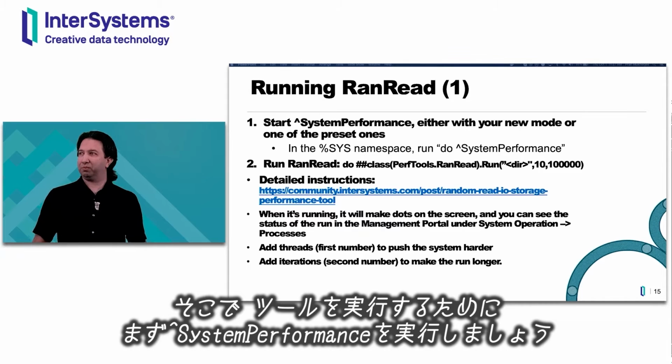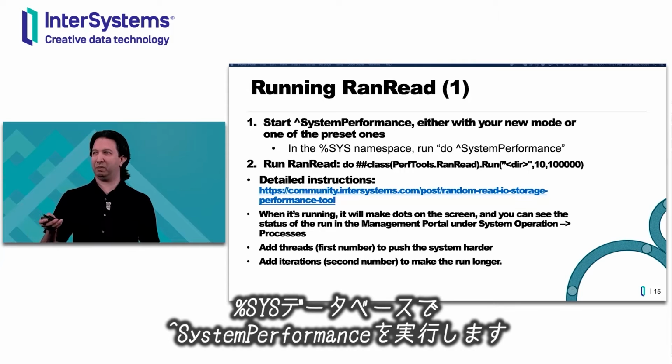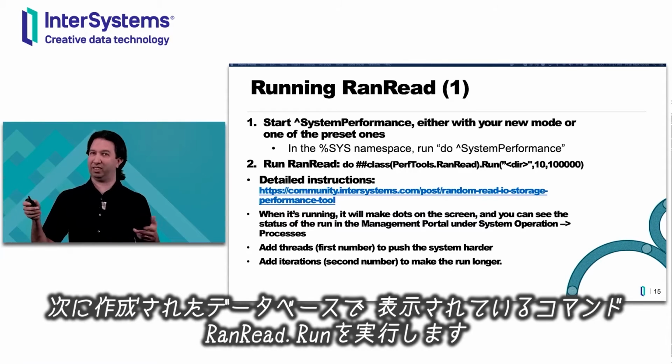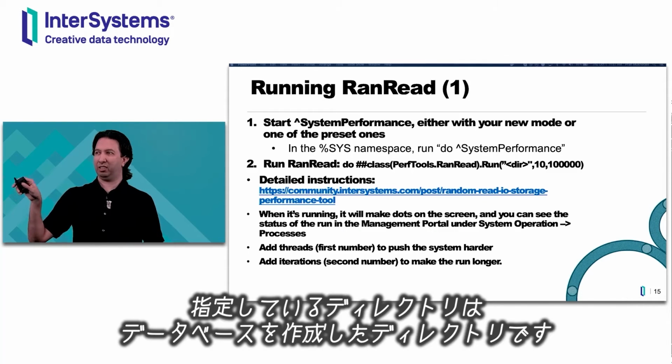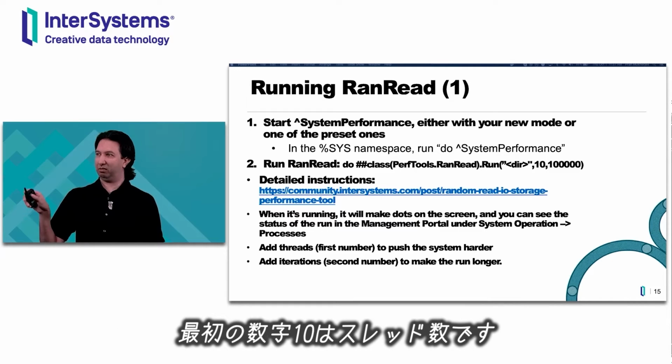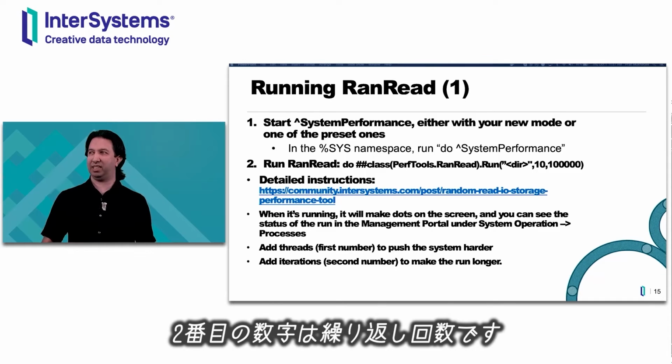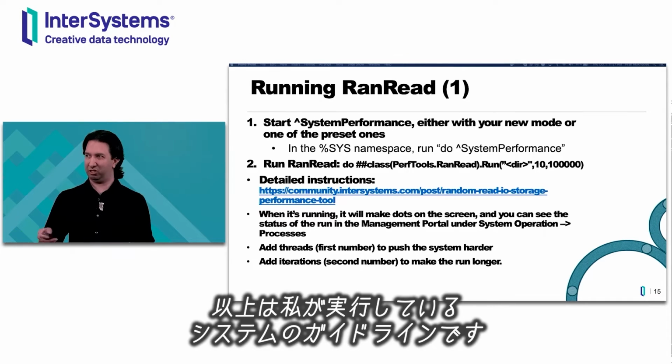So to run the tool, you first want to run System Performance. In the %sys database, you do System Performance. Then you run the command that it listed when you created the RANRead database, the ranread.run. The directory there is whatever directory you made your database in. The first number there, the 10, is a number of threads, and the second is a number of iterations. These are just guidelines for the system I was running.